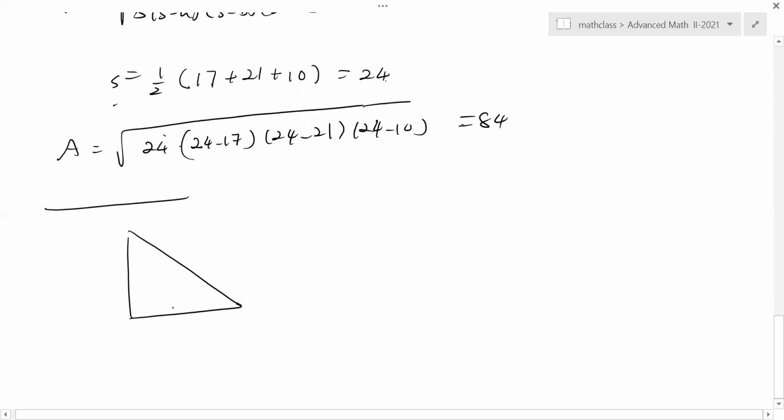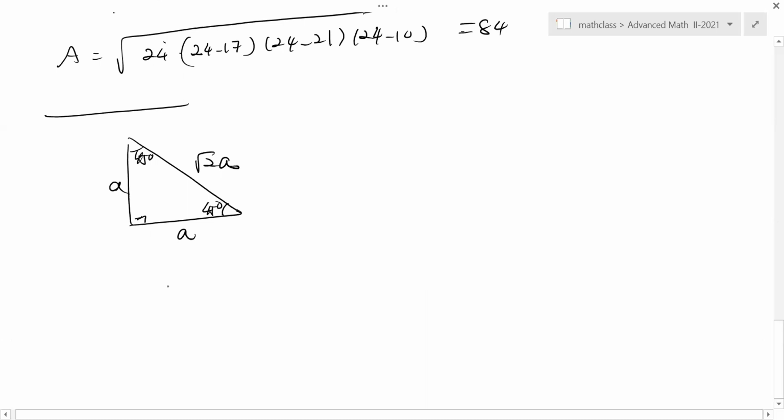the isosceles right triangle. If this side is A, this side is A, and here's a 45 degree angle, that's a right triangle. So the other side must be square root 2 times A. So it's not going to be an integer. This special triangle has special angles, but the edge lengths cannot all be integers. If A is an integer, square root 2 times the integer is not going to be an integer.